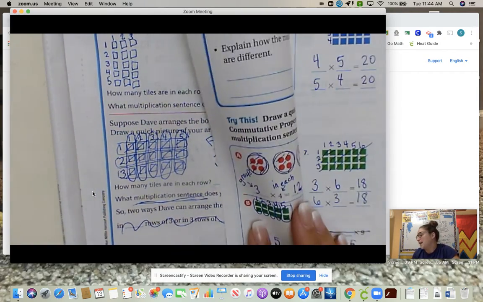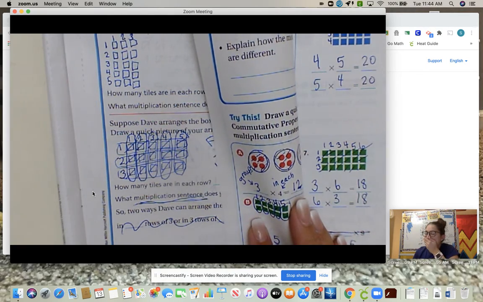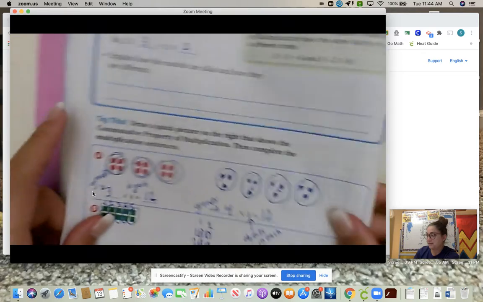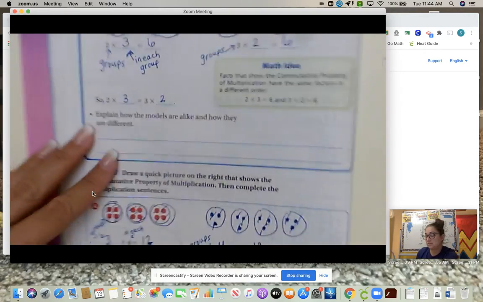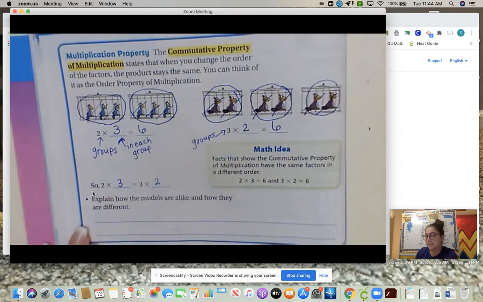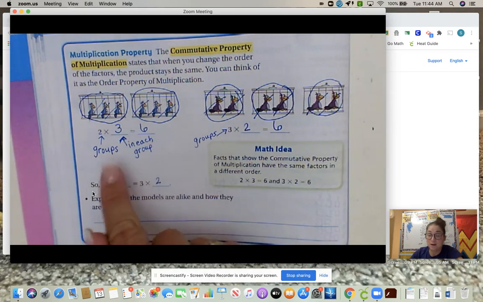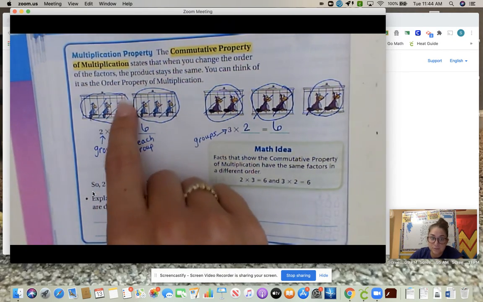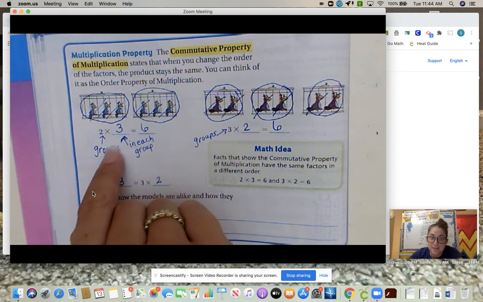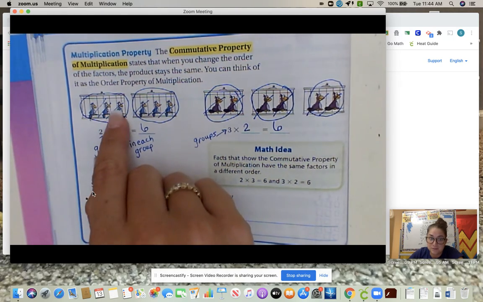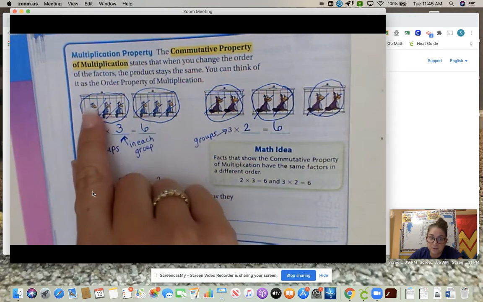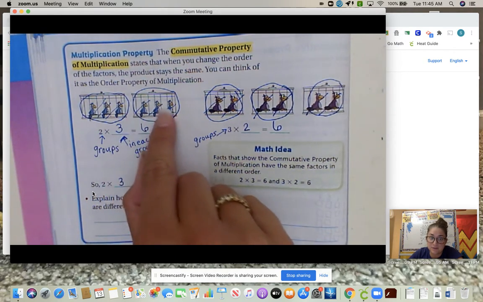So try page 124. Now the commutative property of multiplication also works with groups and objects. So here we have our 2 groups, 1, 2, and there are 3 in each group: 1, 2, 3, 1, 2, 3. The total amount is 6: 1, 2, 3, 4, 5, 6.